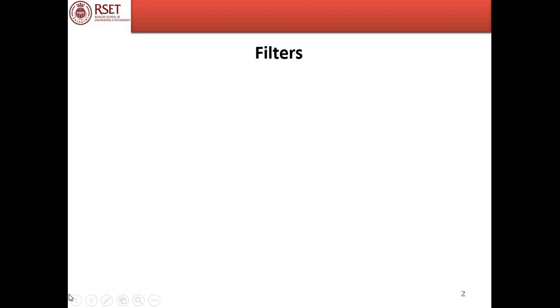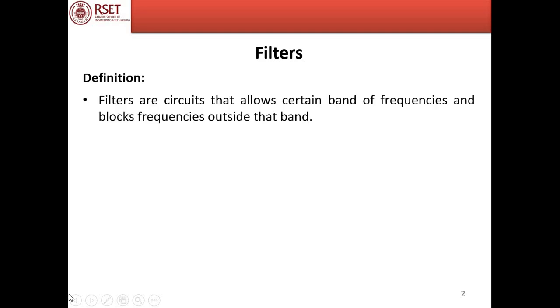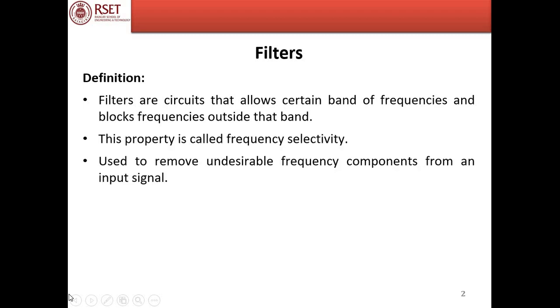What is a filter? A filter can be defined as any circuit that inhibits the transfer of certain frequencies and allows only certain frequencies to pass through. That is, it has got a property of frequency selectivity. It can select the frequencies which the circuit wants to pass through and block or select the frequencies that the circuit wants to block. This property of the filter is called frequency selectivity.